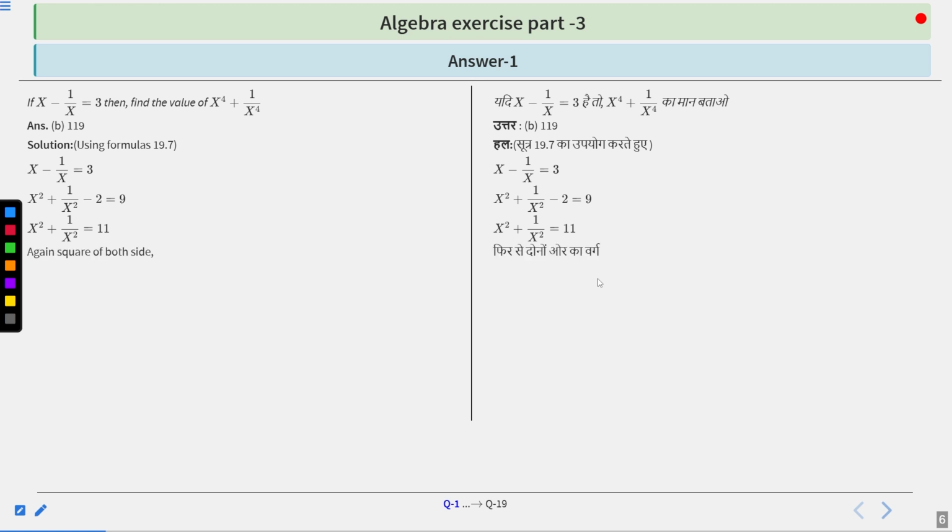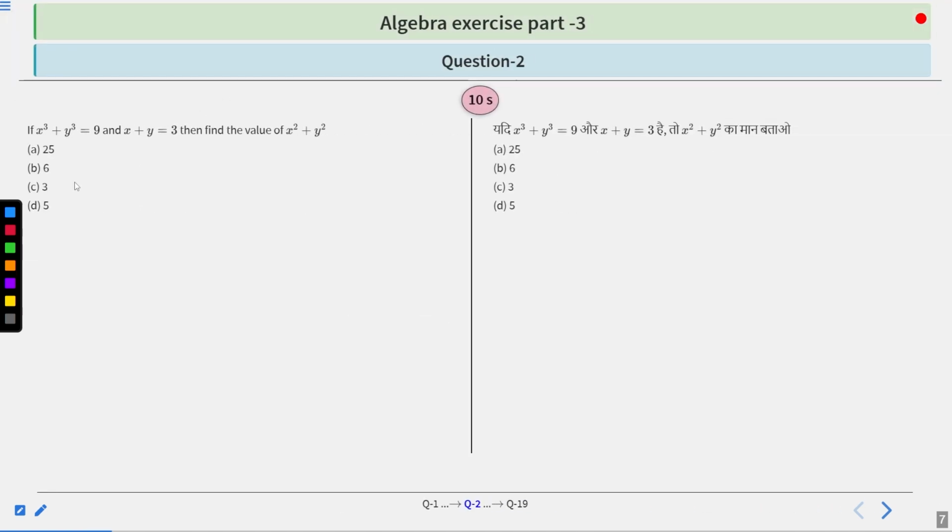Again, squaring both sides and using formula 19.7, x^4 plus 1 upon x^4 plus 2 is equal to 121. Therefore, x^4 plus 1 upon x^4 is equal to 121 minus 2, that is 119. That means option number B, 119 is the correct answer.